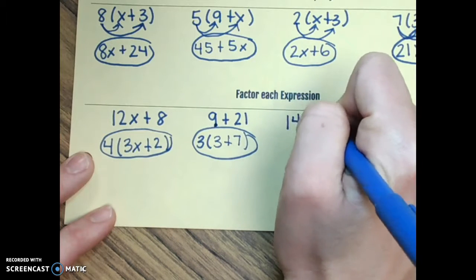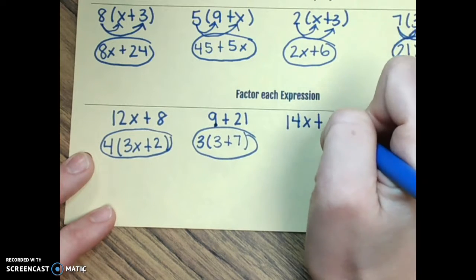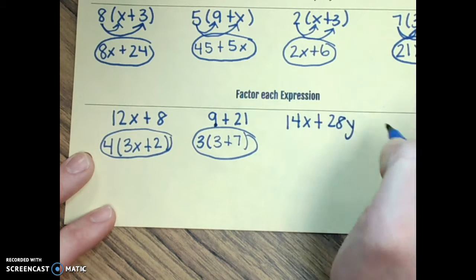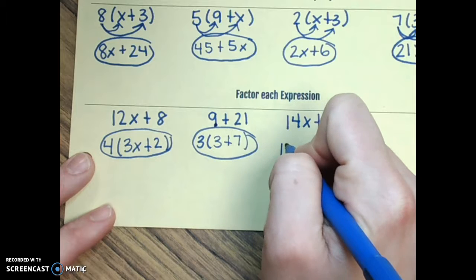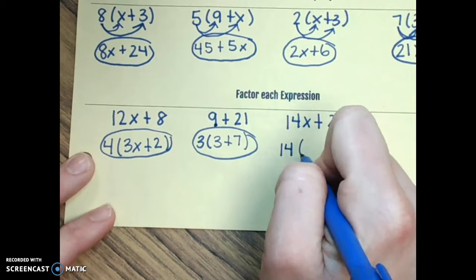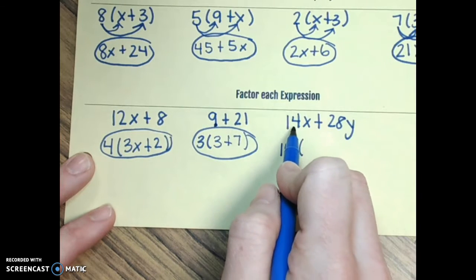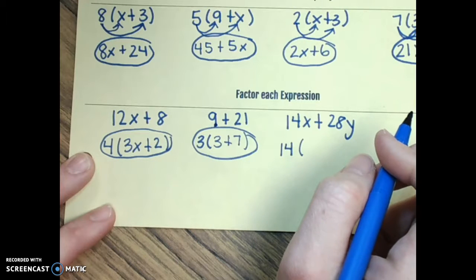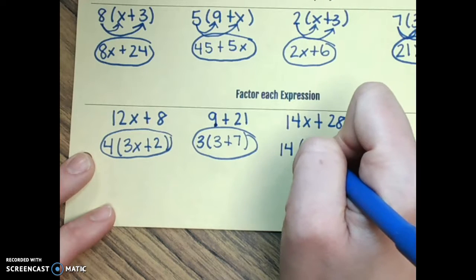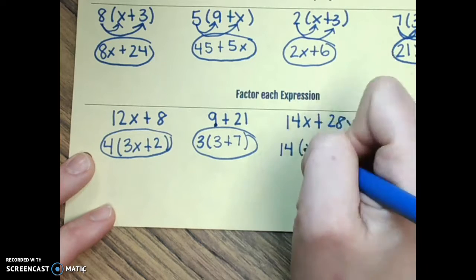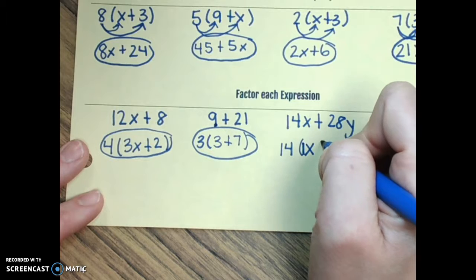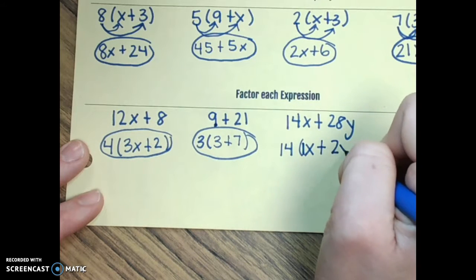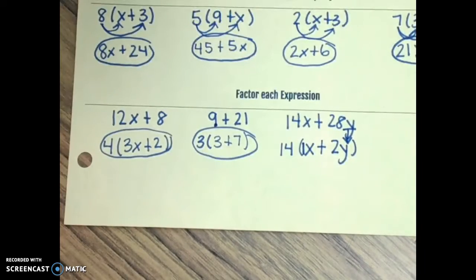14x plus 28y. The highest number that can go into both of those is 14. So 14 times 1 is 14. But we're going to leave it with just an x, because you can put a 1 in front of it if you want, but if I just have one x, it means 1x. And 14 times 2 is 28. Then we need to make sure we bring that y down, because we didn't move that y to the outside.